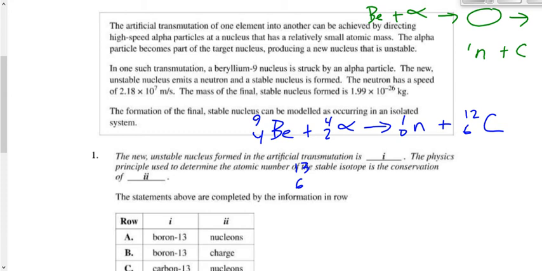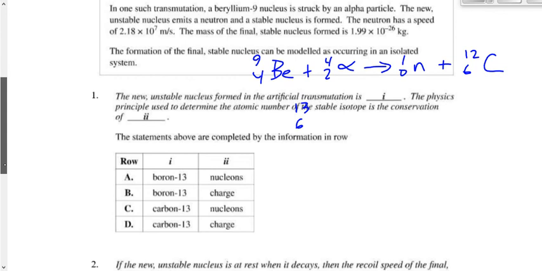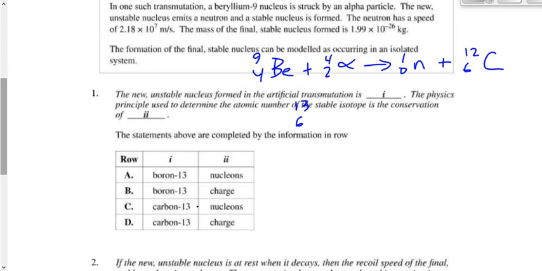So the unstable nucleus would say 9 plus 4 is 13, 4 plus 2 is 6. That would mean it would be carbon 13. We would know that it would be carbon 13 as opposed to boron 13 because carbon has an atomic number of 6. Boron, I'm not sure what it is, but it's not 6. So we know that it can't be boron. Does that make sense?